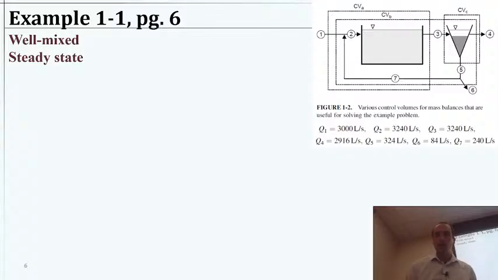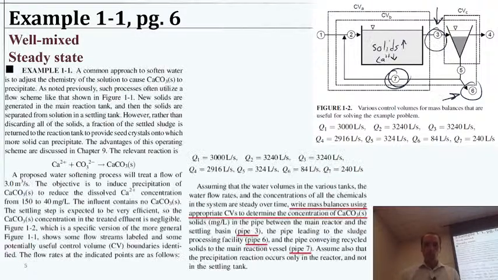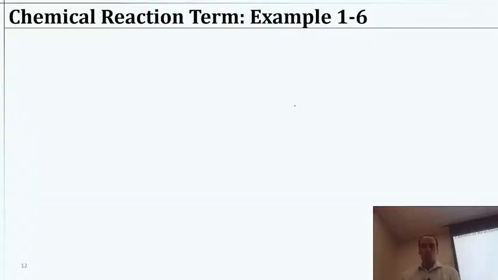So I encourage you to work together on this, but remember we have these 2 assumptions. It's well mixed, we're at steady state, and what we're trying to find are 3, 6, and 7, the CaCO3 solids concentrations. We want a mass balance to determine the concentration of CaCO3 solids in milligrams per liter.